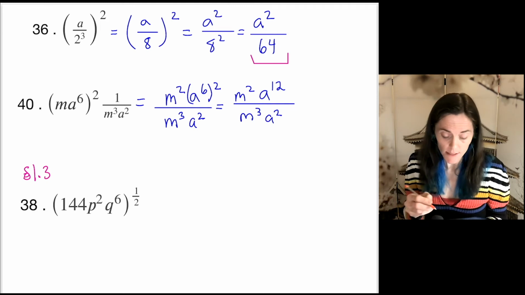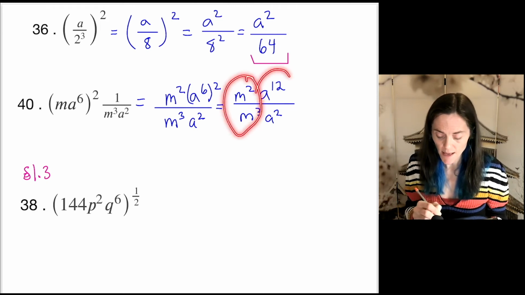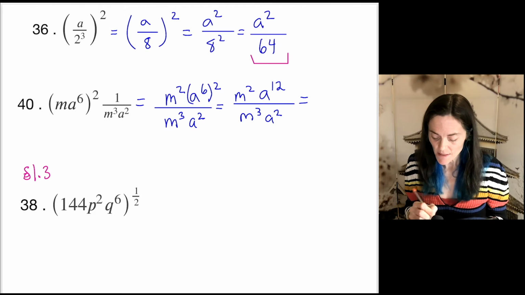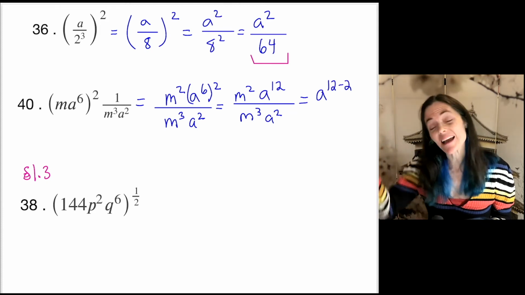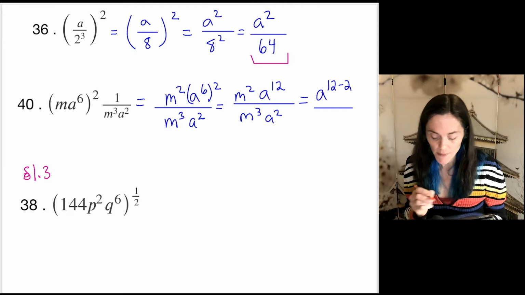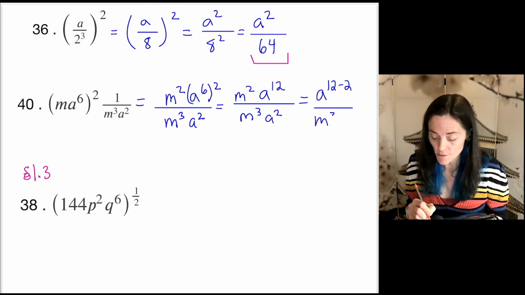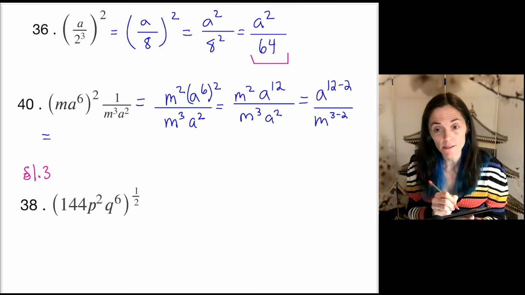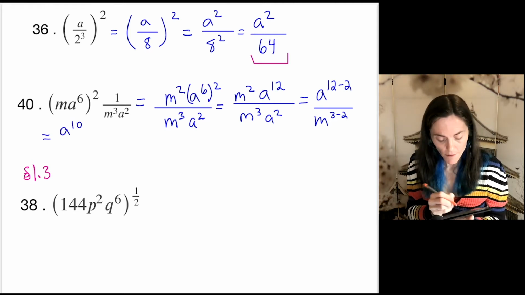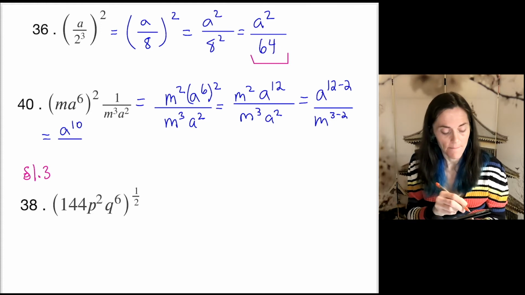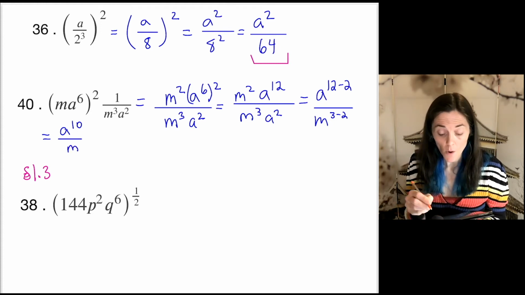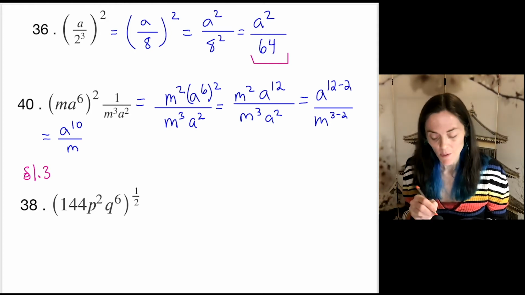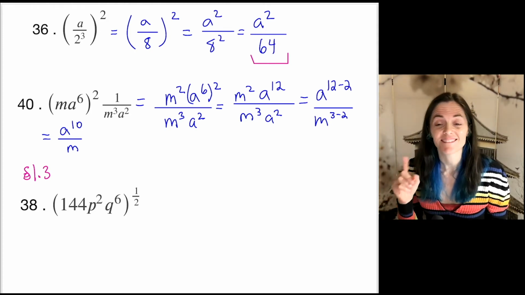Now I can just take a few more steps, simplify this and simplify this. So the a's will be in my numerator. In my numerator, we have a to the 12th power, 12 minus 2 power. And in the denominator, we will have m to the 3 minus 2. And then here is my final answer. We have a to the 10th power divided by m. This is simplified where I have left everything with positive exponents.